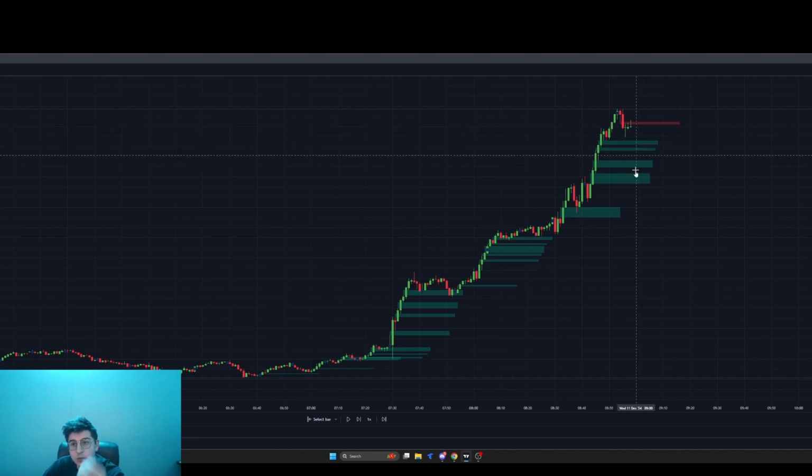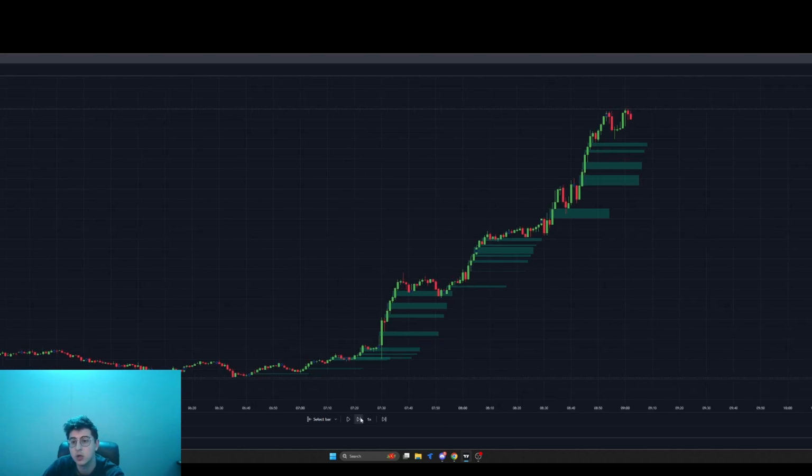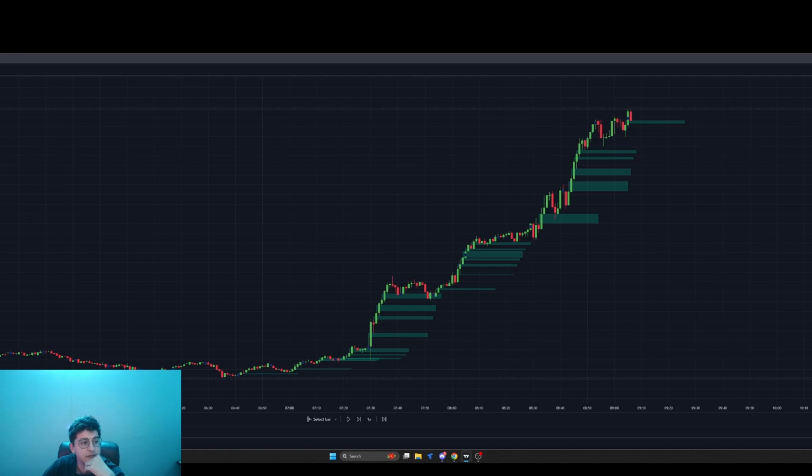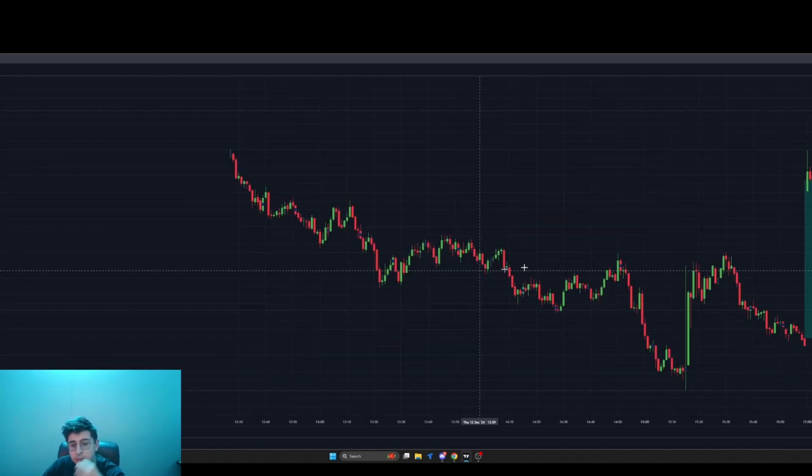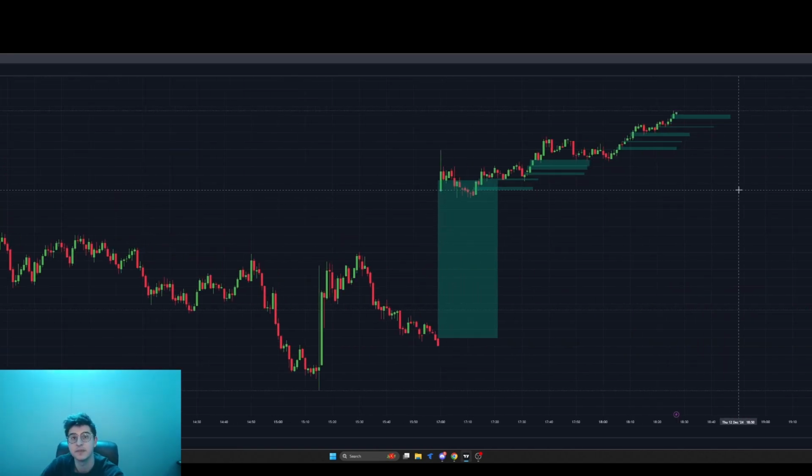Would I not enter here? And see what happens with the market. Would you have been right? Would you have been wrong? And this will help you guys identify and practice. It's called backtesting. When everybody says, I backtest, I backtest, I backtest, that's what backtesting is.